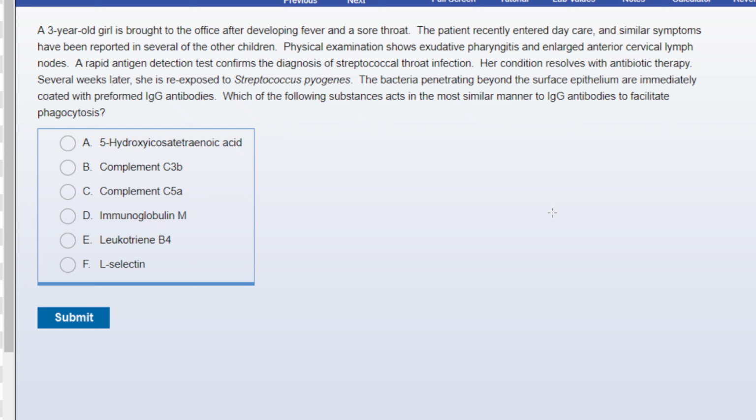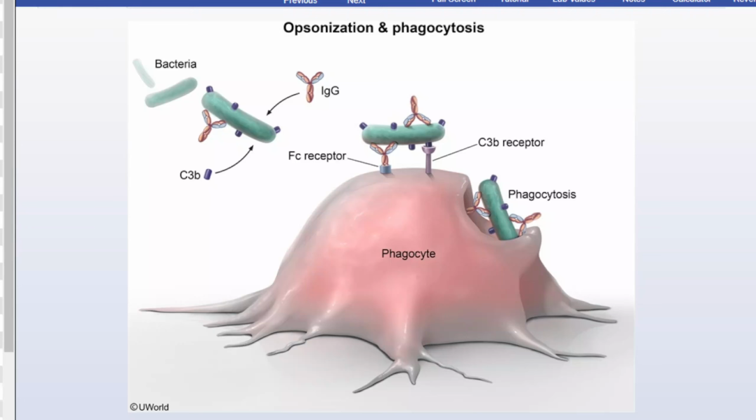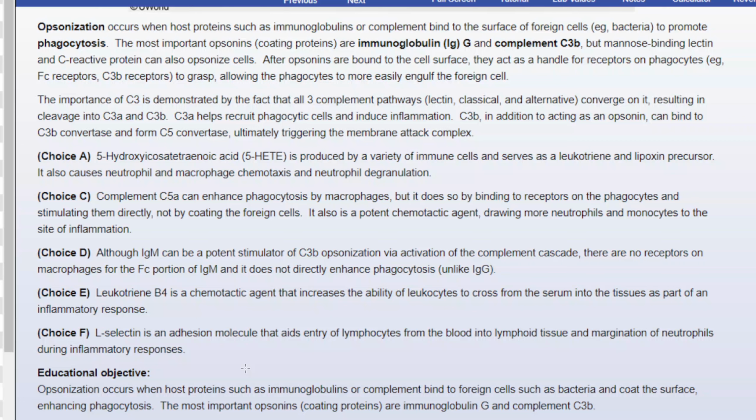In this case, complement is associated with phagocytosis. So I would pick complement. And this is the correct answer, complement. Opsonization and phagocytosis. Opsonization occurs when a host protein such as immunoglobulin or complement binds to the surface of antigen cells or bacteria, in this case, to promote phagocytosis.